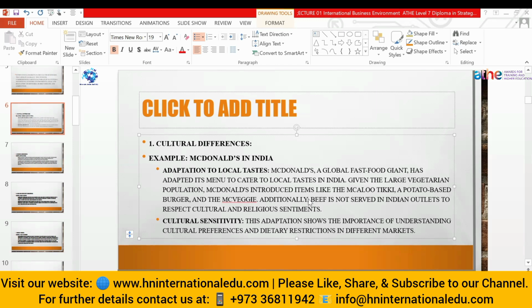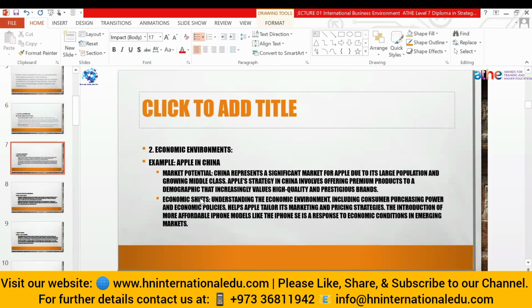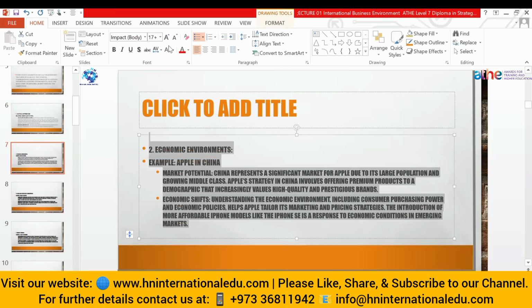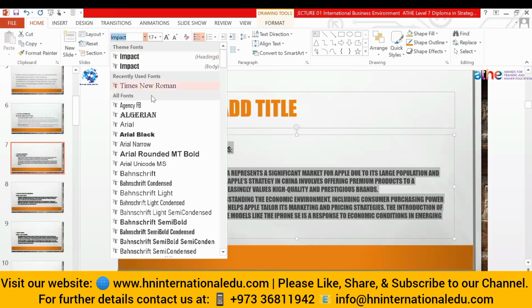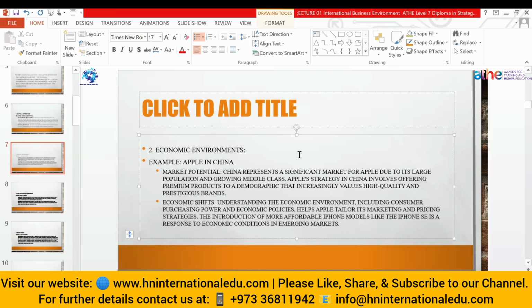So when we talk about international businesses and chains, the first point which comes is always the cultural differences. There we cannot slaughter the cow and we cannot eat beef openly. That is why McDonald's changed the strategy of the menu there. Then cultural sensitivity. This adaptation shows the importance of understanding cultural preferences and restrictions in different markets. You cannot eat even small insects in other nations other than China, because those people love to eat these things. So these are again the cultural differences.